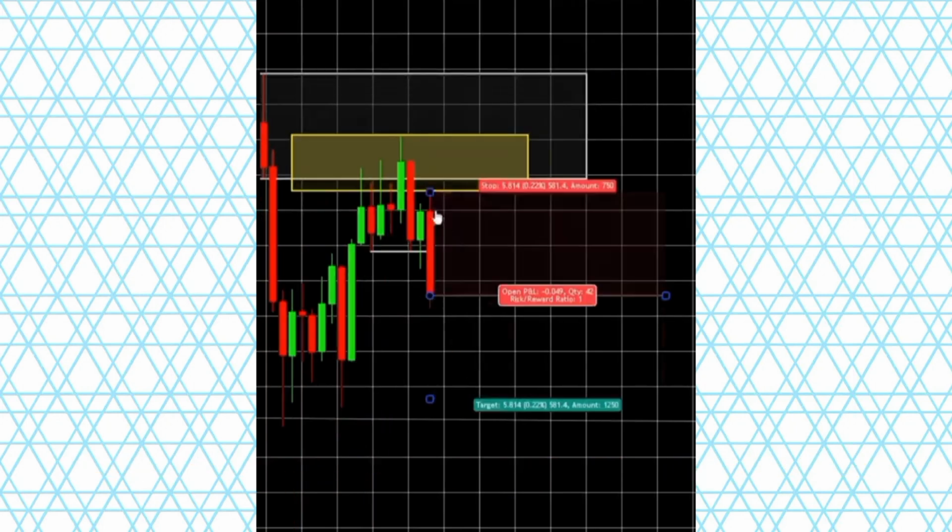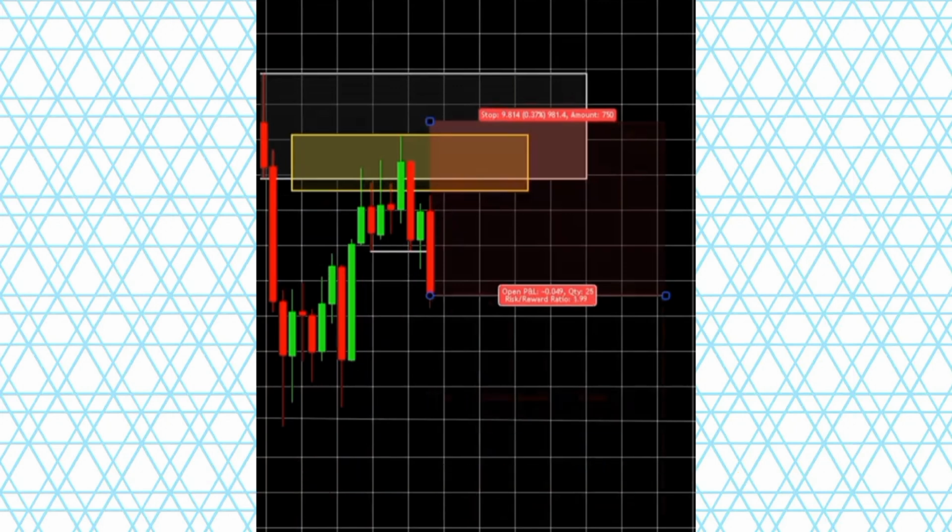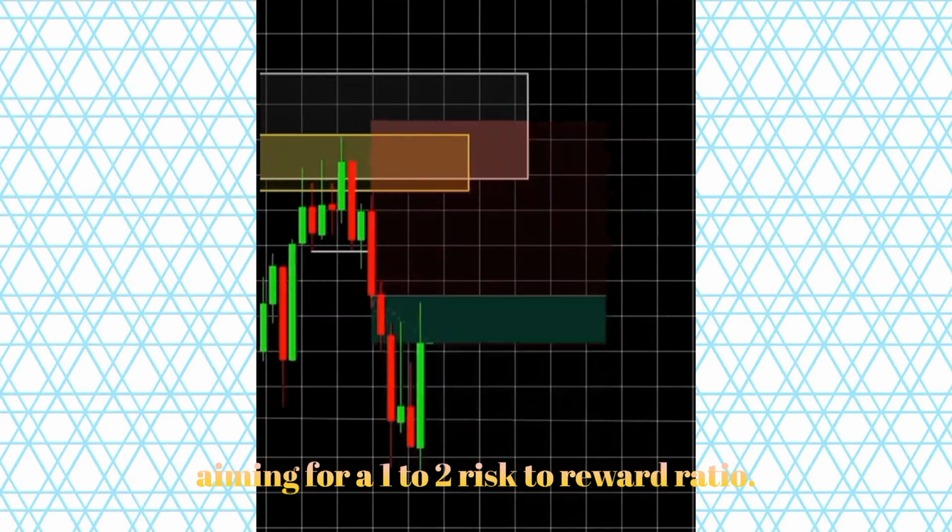Now, it's time to enter. Stop loss goes above the golden zone, aiming for a 1-to-2 risk-to-reward ratio.